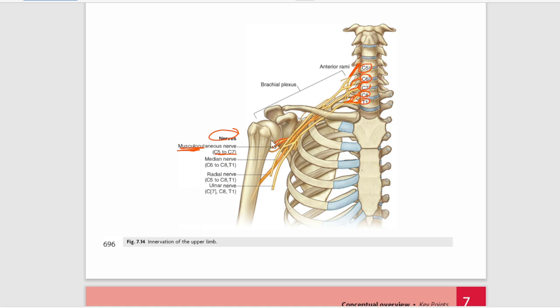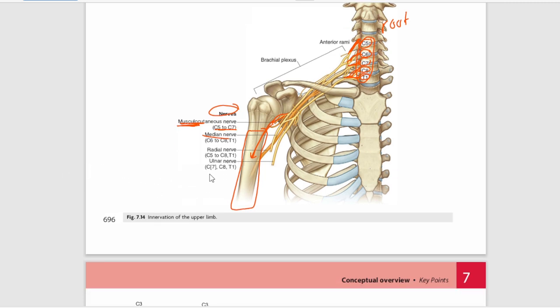This is the musculocutaneous nerve, this is the median nerve, and this is the ulnar nerve. The musculocutaneous nerve supplies the anterior muscles of the arm. So they supply the muscles of the arm. After that, the median nerve moves toward the arm and supplies the flexor compartment of the arm.